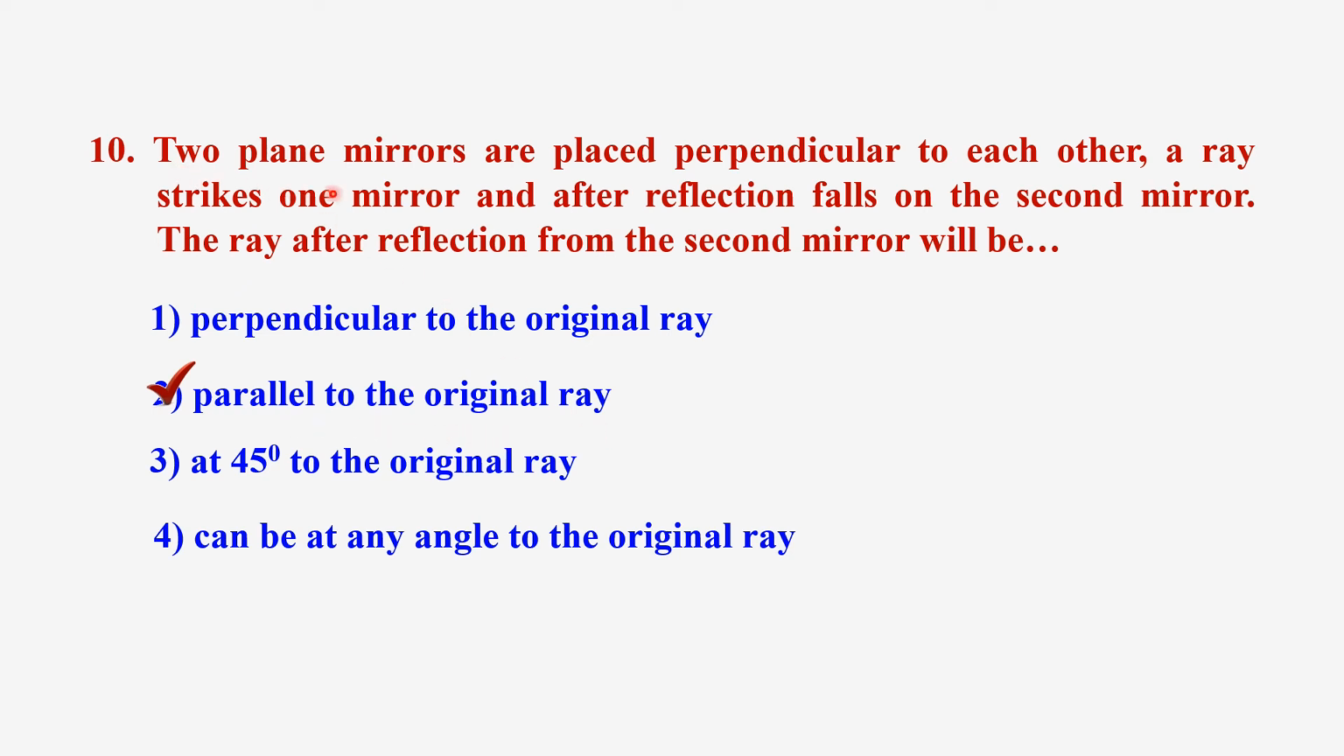Here two plane mirrors are placed perpendicular to each other. A ray strikes one mirror and after reflection falls on the second mirror. So the ray after reflection from the second mirror will be parallel to the original ray. Okay.